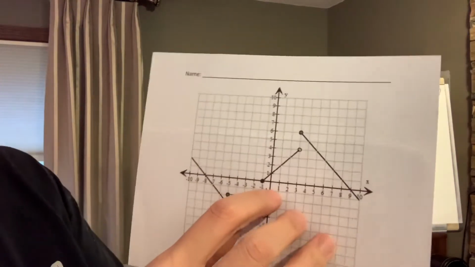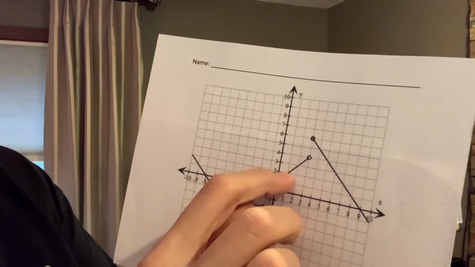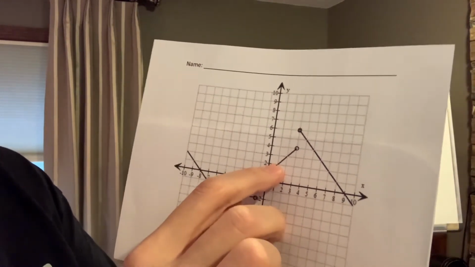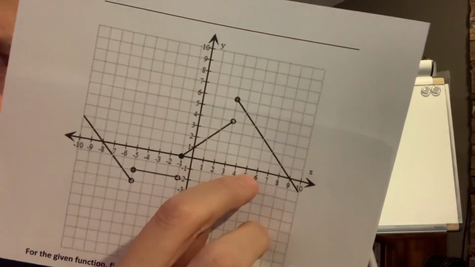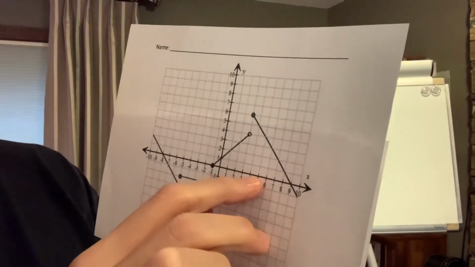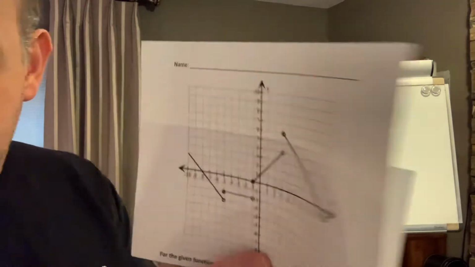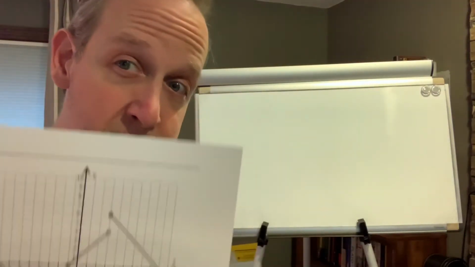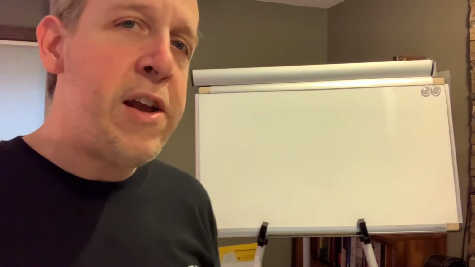F of 1 is the next question. Well, again, now we're looking at x being 1. Where is the output? It looks like it's up here at 2, because the line exists at 1, 2. So f of 1 equals 2. Moving on to f of 5. 5 on the x-axis is right there. If you look up, you find out that the output is 4, right there. F of 5 equals 4.